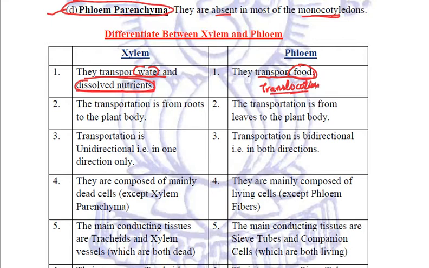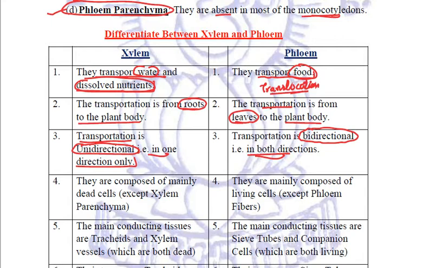The transportation in xylem is from roots to the plant body because water is absorbed by the plants through the soil with the help of their roots. Whereas in phloem, the transportation is from leaves to plant body because the food is manufactured in leaves. In xylem, the transportation is unidirectional, that is, in one direction only, from roots to plant body vertically up. Whereas in phloem, the transportation is bidirectional, that is, in both directions.